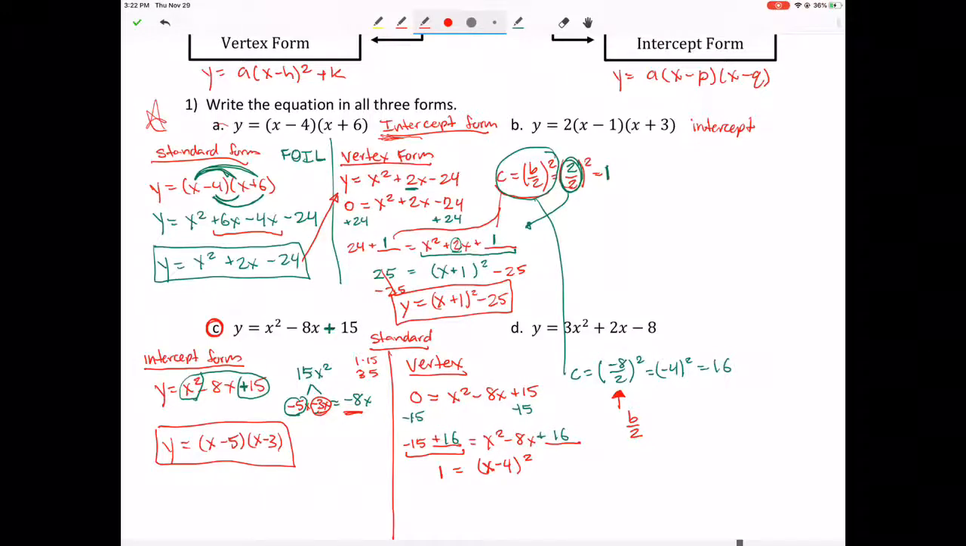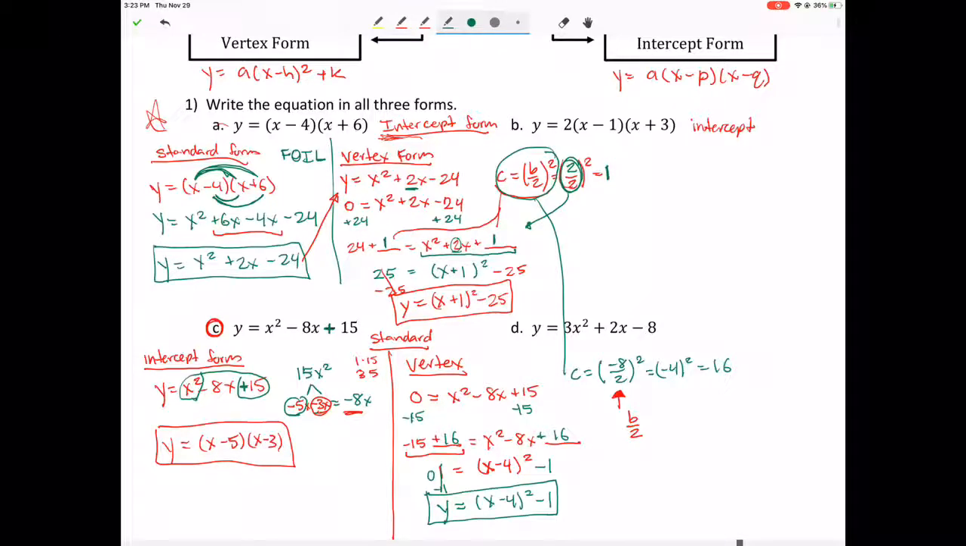Okay, now we want to move the right side back to the left side. We'll subtract 1 from both sides, and we will replace the y back in. So that would cancel, that would give us a 0, and we put the y back in where the 0 goes. So that gives us y equals (x minus 4) squared minus 1.